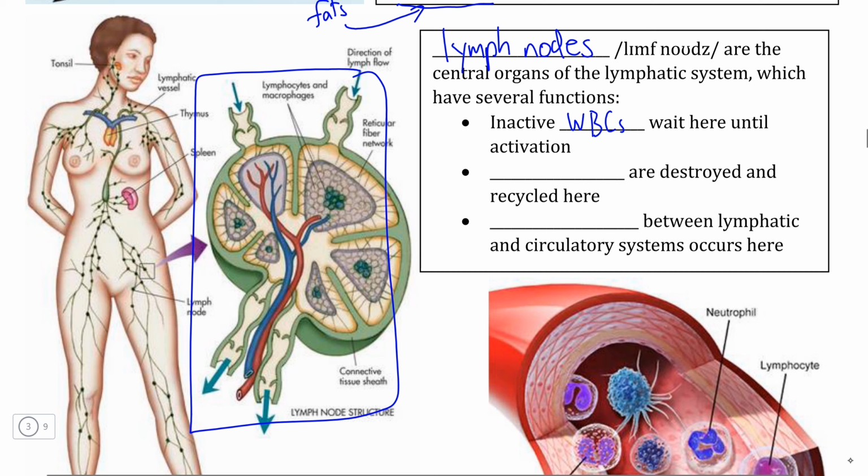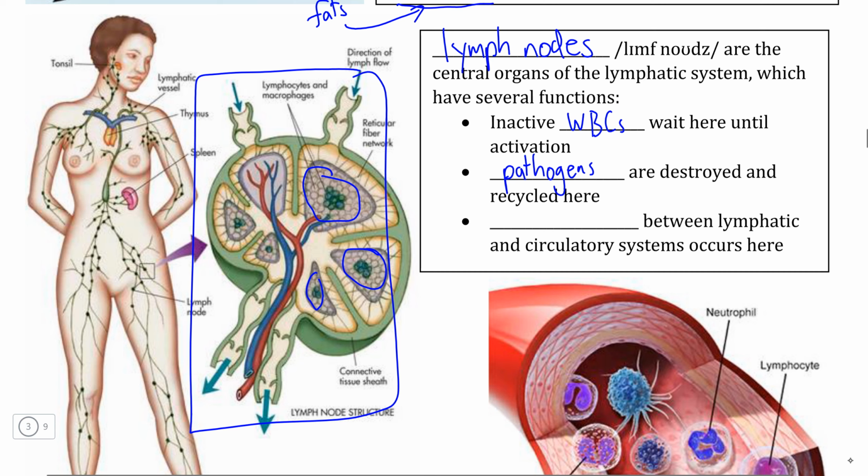So whenever white blood cells, especially specialized white blood cells like your B cells that produce antibodies, are inactive, basically they sit in these chambers of a lymph node and wait until they are activated by other white blood cells. Now, the white blood cells that are active have the job of circulating your lymphatic system and hunting down any pathogens that are not supposed to be in the body.